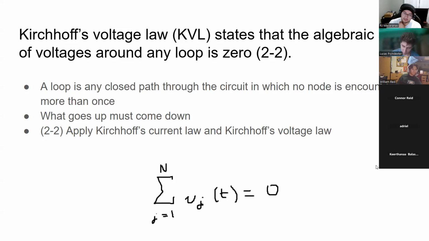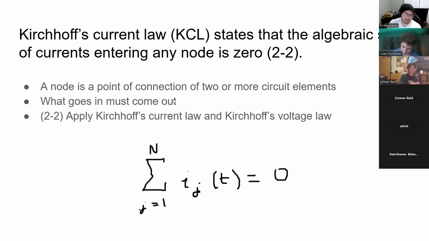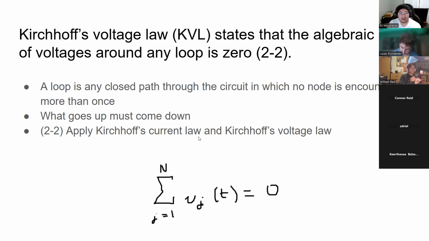All right, so Kirchhoff's voltage law states that the algebraic sum of voltages around any loop is 0, right? I forgot to mention this, but Kirchhoff's current law is like what goes in must come out. Kirchhoff's voltage law is like what goes up must come down, right? So these are almost universal truths.